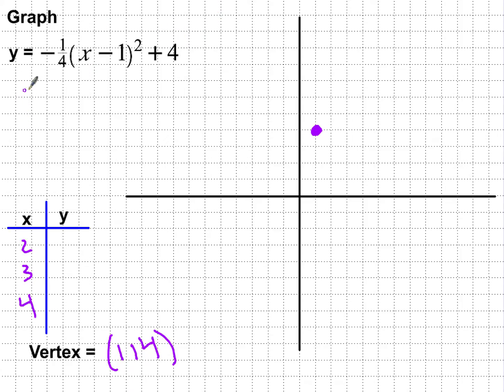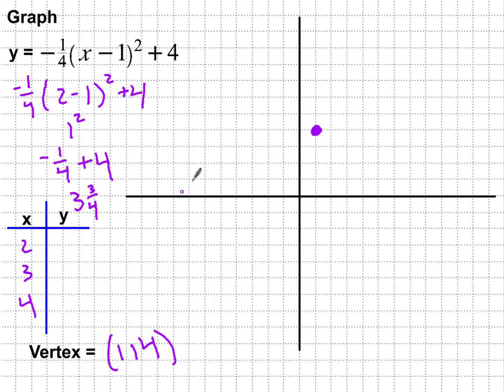So -1/4 times 2 minus 1 squared plus 4. So this is going to be 1 squared, which is going to give me negative 1/4. Because 1 squared times negative 1/4 is 1 times 1 negative 1/4, which is negative 1/4 plus 4. And that's going to give me 3 3/4.